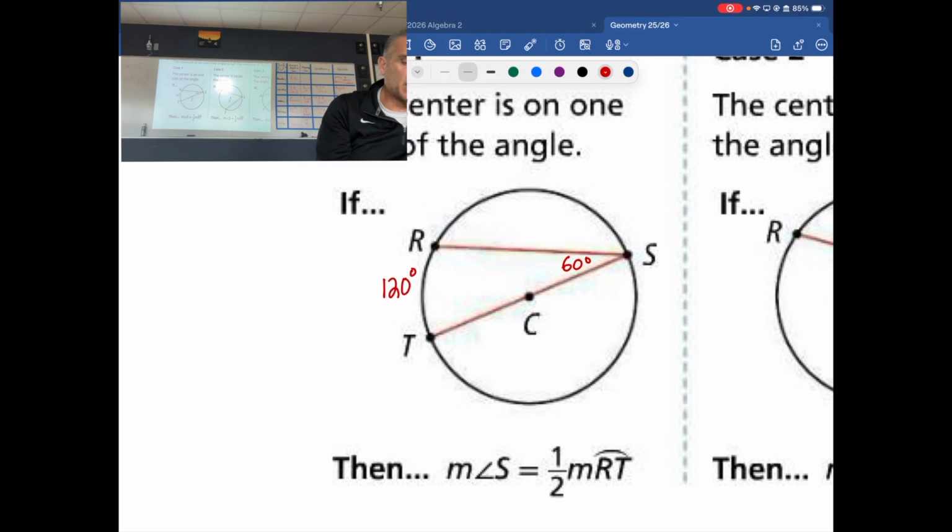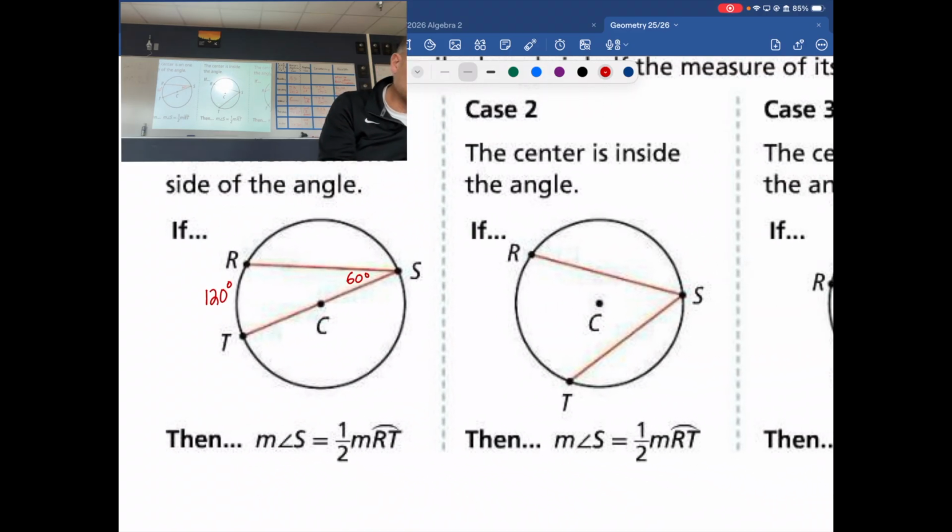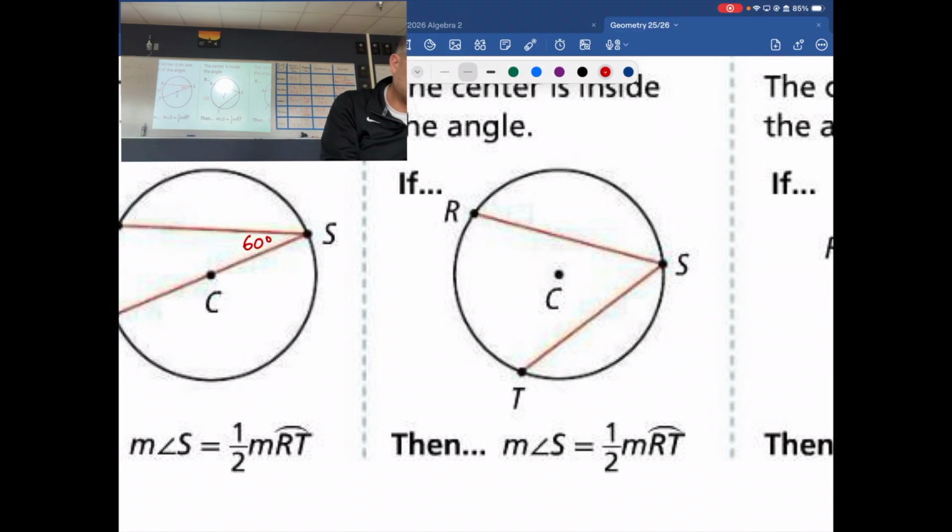If we look at the second one, let's say we know the measure of the arc RT is 140 degrees. What's the measure of the cone? What's half of 140? 70. 140 divided by 2. And that's all this is: your arc measure divided by 2. That gives you the inscribed angle.